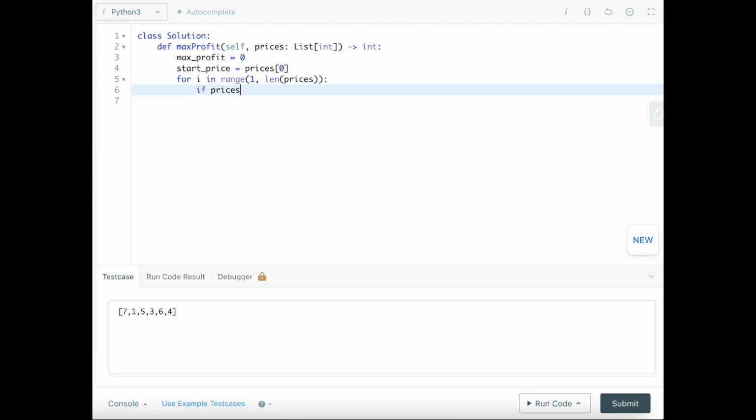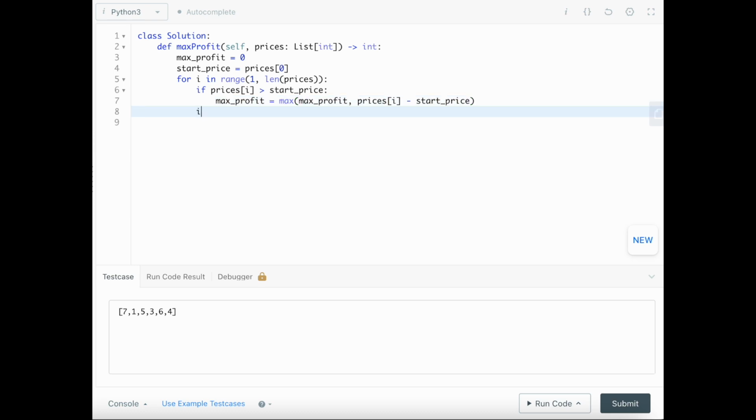Then we are going to check this condition. If prices of i is greater than the start price, so in this case, I'm going to achieve a profit. So what I'm going to do, I'm going to update my max profit. So max profit is equal to max of max profit, comma, prices of i minus start price. So this is the profit that I'm going to achieve from this transaction.